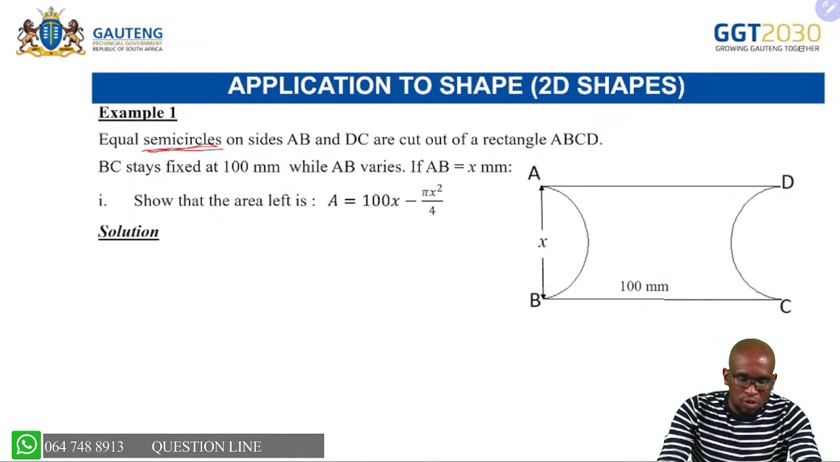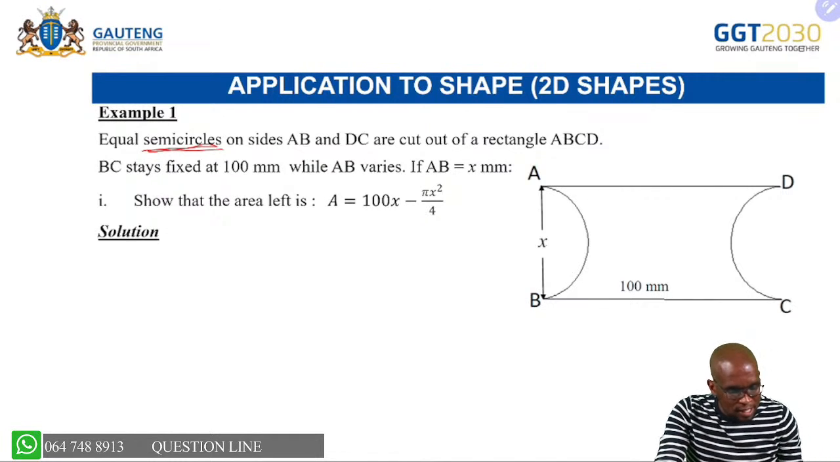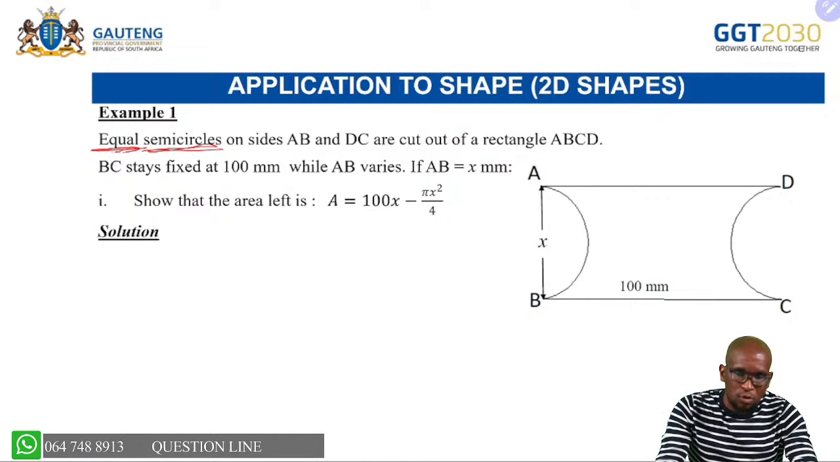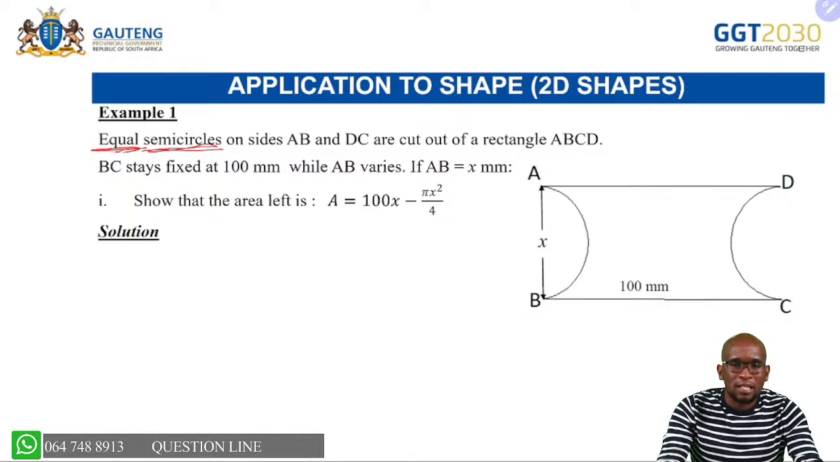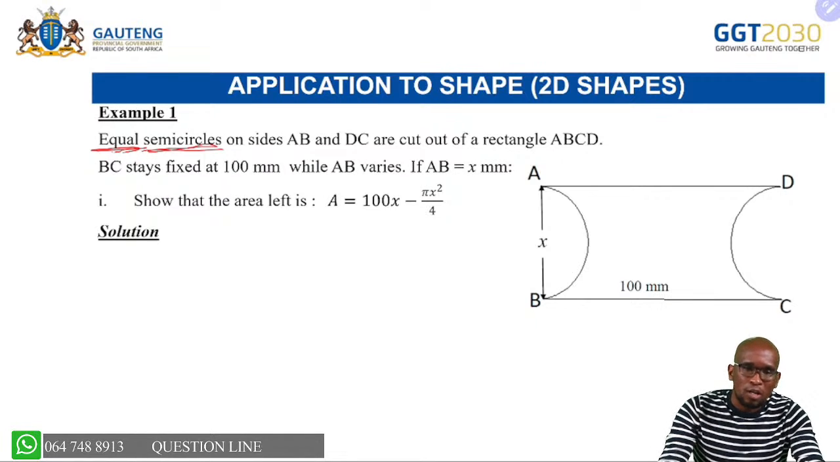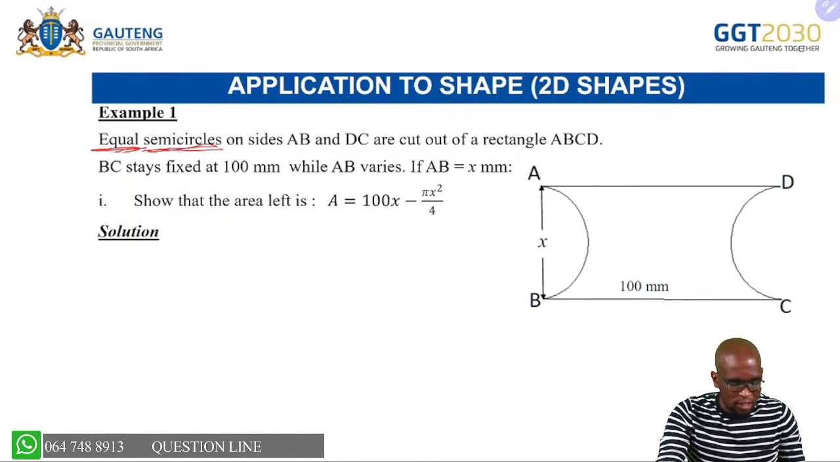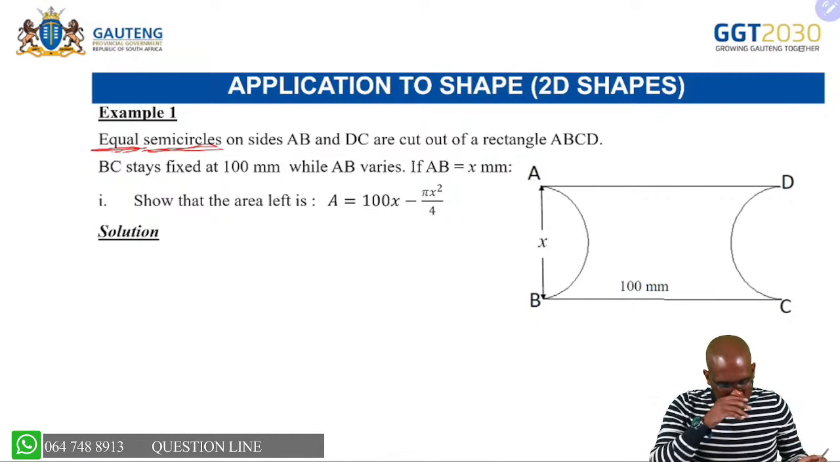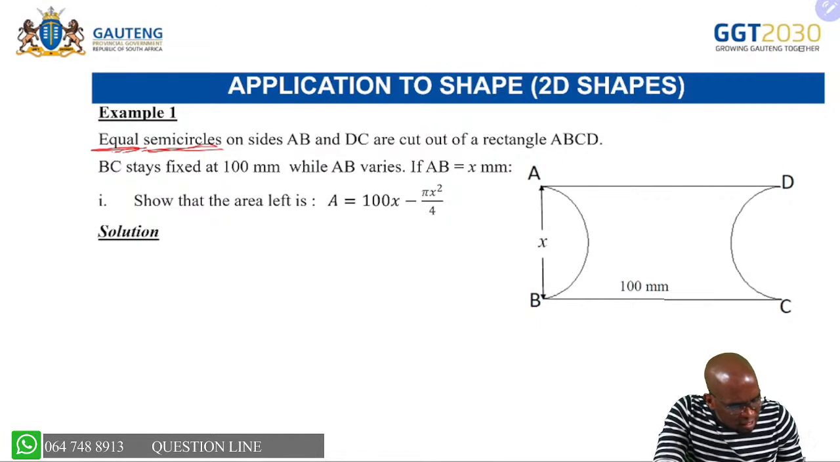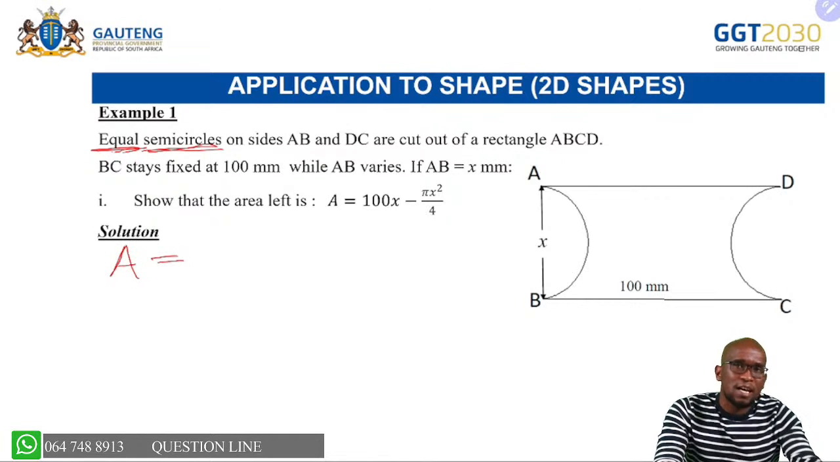So if two semicircles are removed, then it means that it would be a complete circle, because they said that those semicircles are equal, so they would form a full circle. So it's like we are removing a full circle, but we're removing that circle in semicircles on the opposite ends of this particular rectangle.